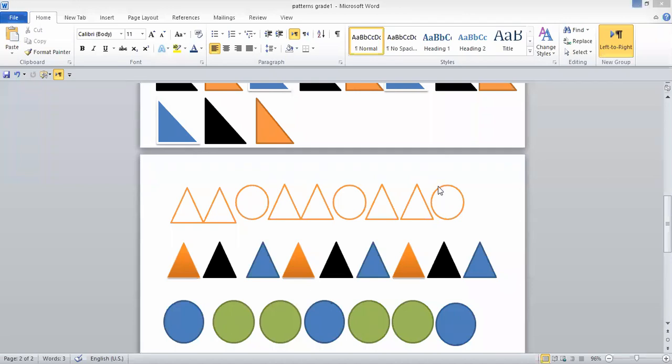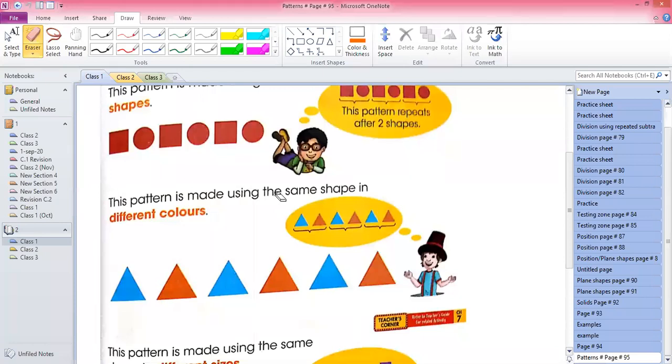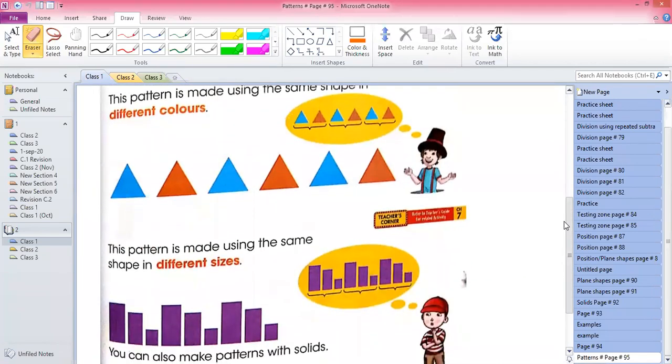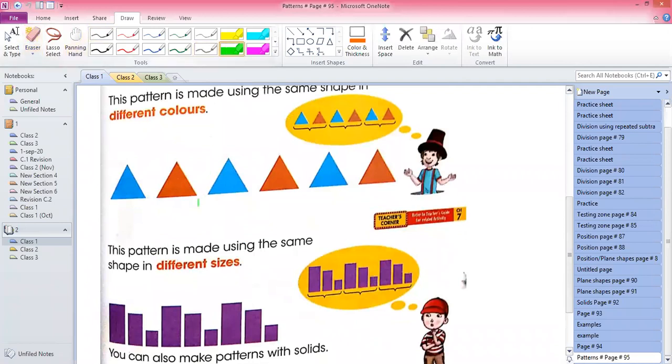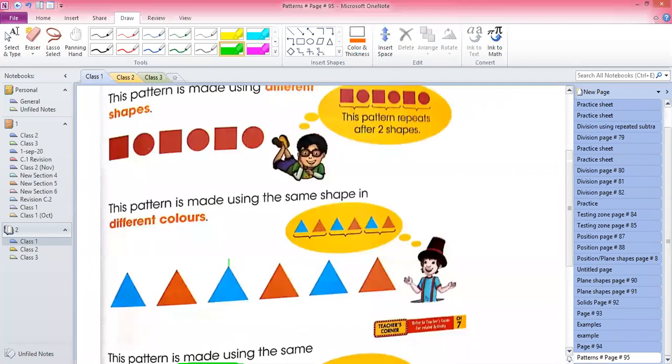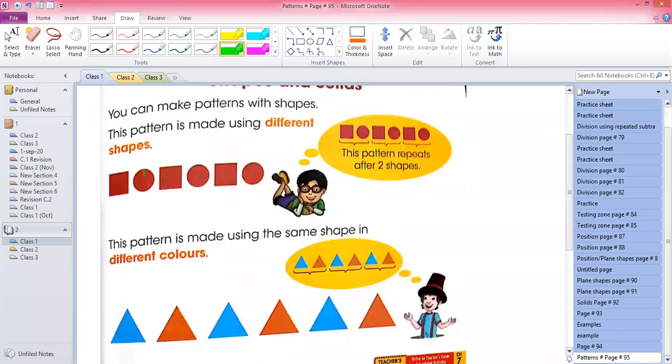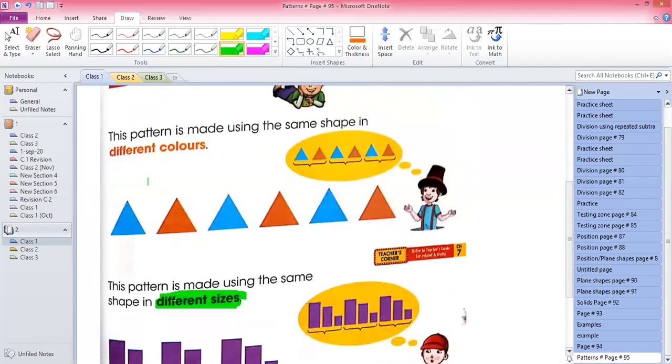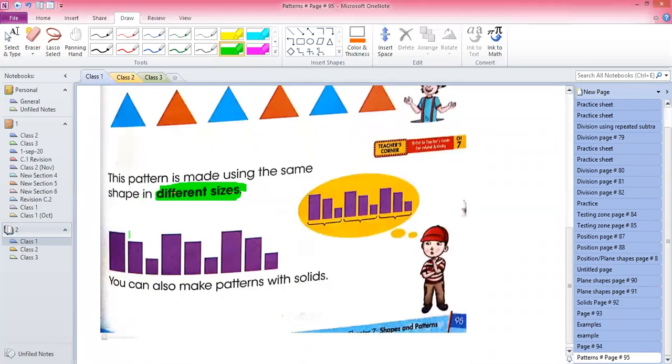Okay, guys, now I'm going to give you a new concept. You know about the patterns we can make with the shapes, the patterns we can make with the colors, and do you know we can also make pattern with different sizes. Look here, the first pattern, the shapes were different: square, circle, square, circle. In the second, the shapes were same, only the color was different. But here, the shape is the same, the color is the same, but the size is different.